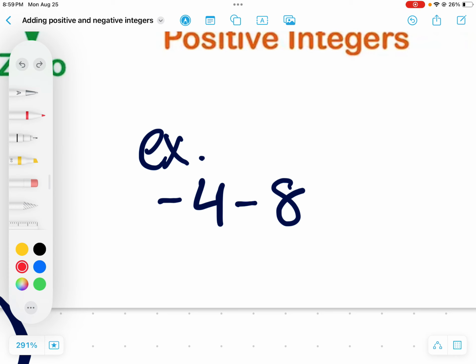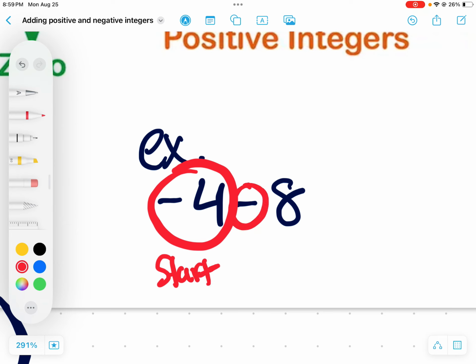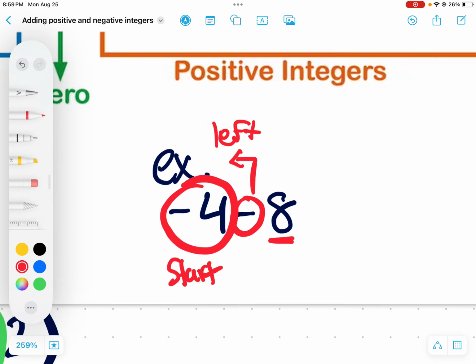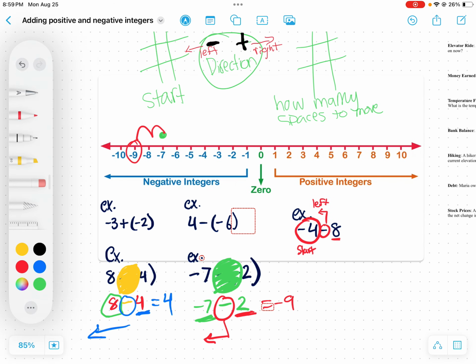So we're just going to go ahead and start with our rule, where this is where we'll start. And then this is the direction we're going. Since it's negative, this means we're going to go to the left. And we're going to go to the left 8 spaces. Okay, so we're going to start over here at negative 4. And we're going to go to the left 8 spaces. 1, 2, 3, 4, 5, 6, 7, 8. Oh, my number line's not big enough. So this would be negative 11. This right here would be negative 12. So my answer to this problem would be negative 12.